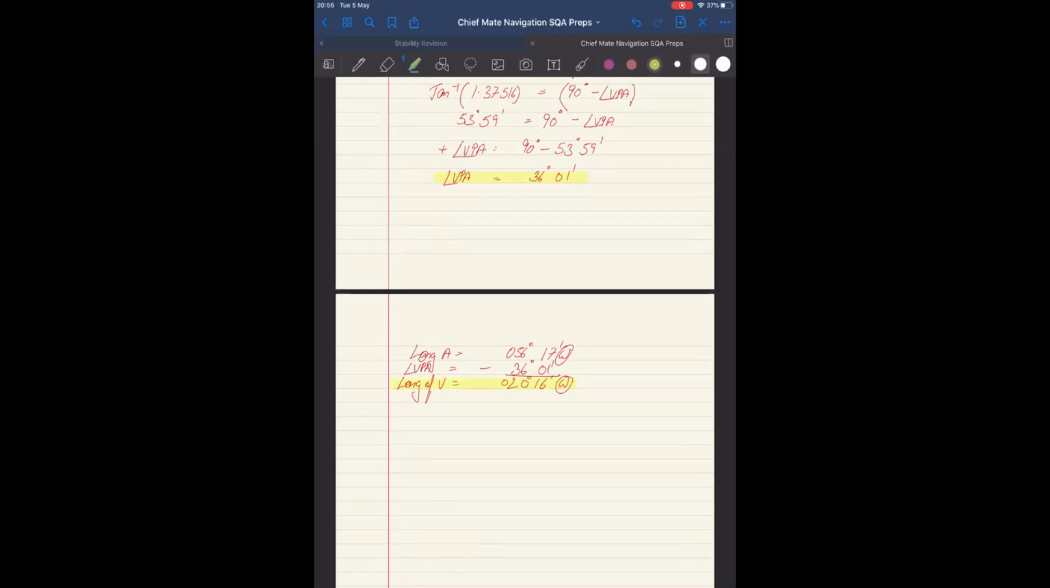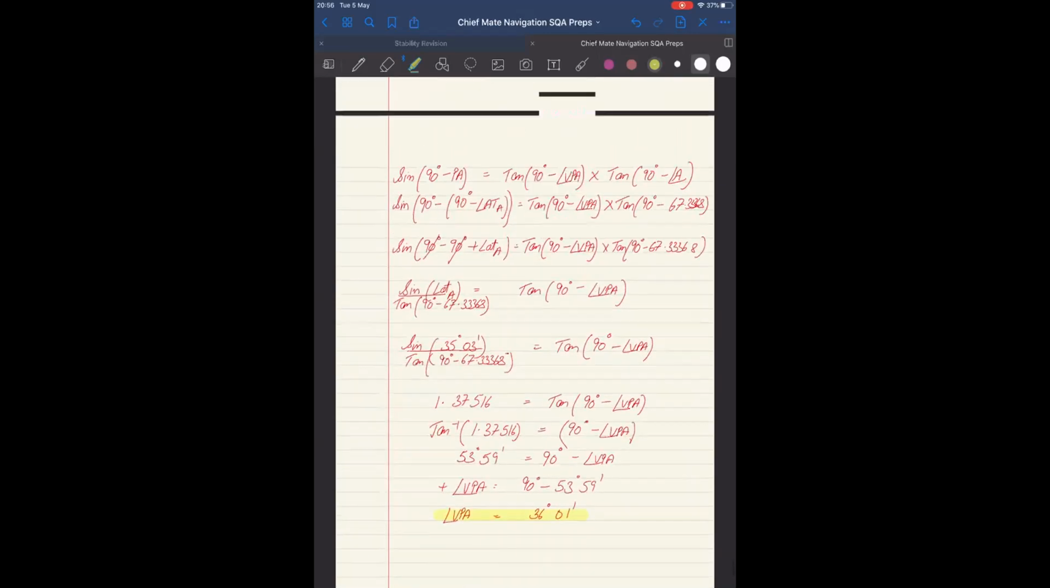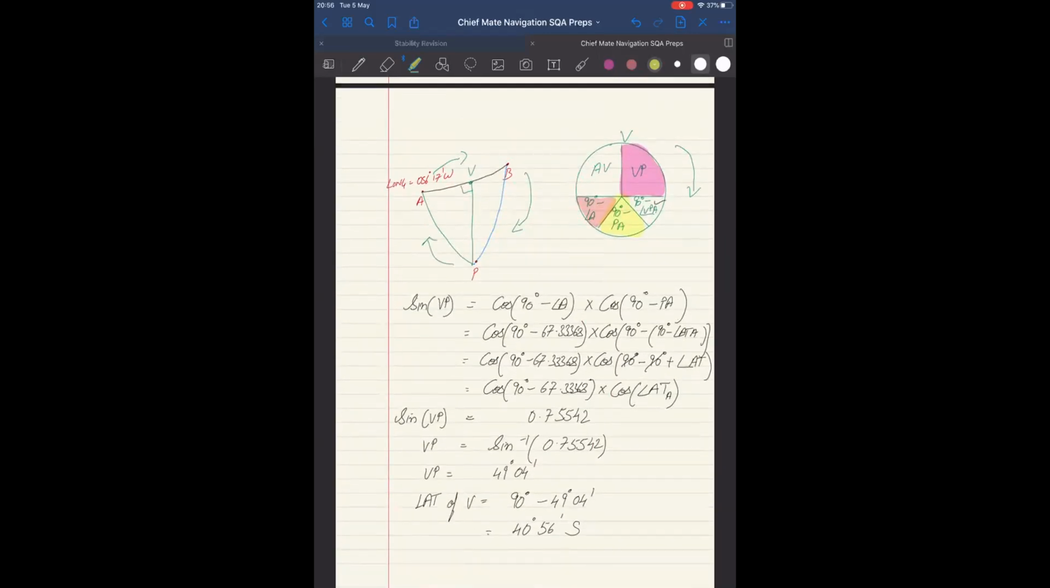This is how we determine whether we need to add or subtract. Let's assume that the longitude of A instead of west was east. Now we are moving east also. So in this particular case, angle VPA would have been added. Now in this case, the longitude is west and we are moving east. That's why the angle VPA is subtracted.